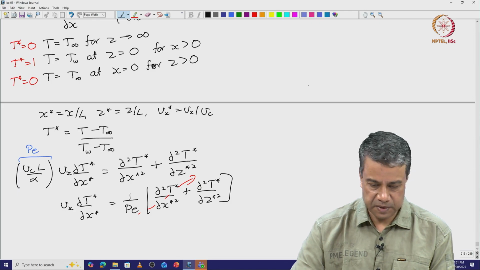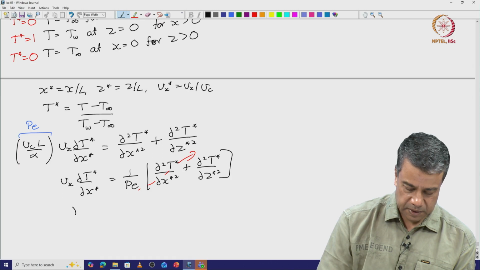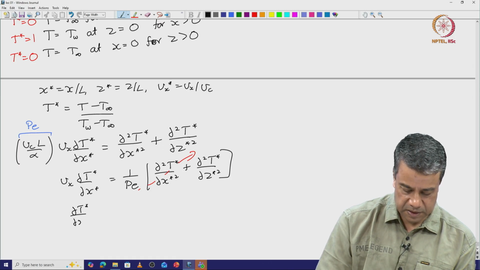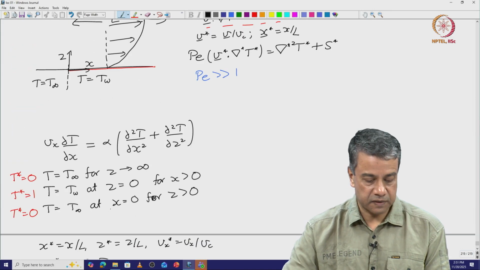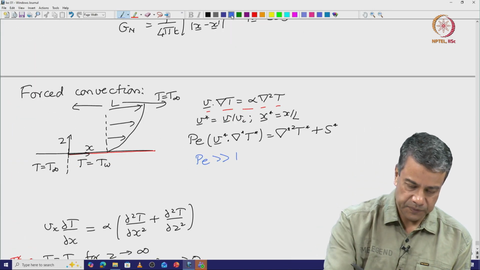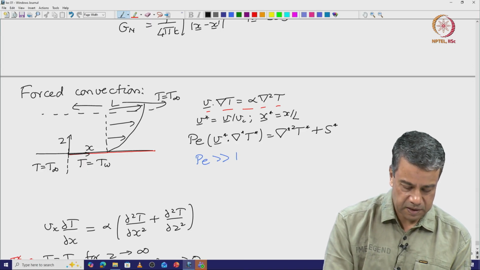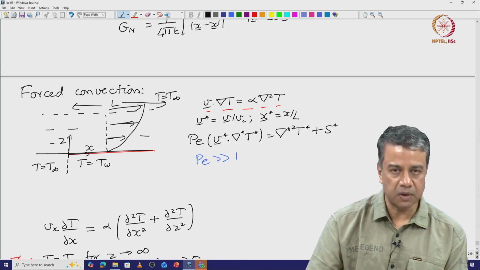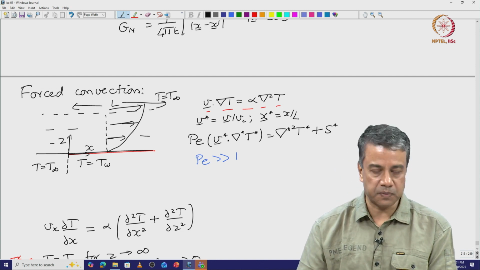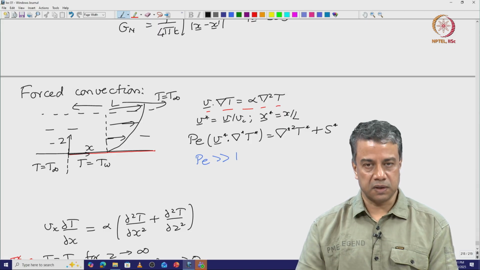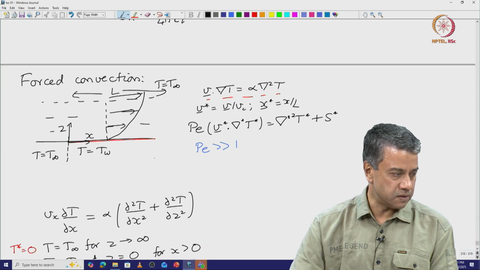And if the diffusion term is neglected, I just get that partial T star by partial x star is equal to 0. That is, there is no variation of temperature with the x distance. So, whatever the temperature is at the start of the heated section, it is going to be the same throughout the domain. So, the temperature is just going to be T infinity throughout the domain. That is what you get from partial T by partial x equal to 0.